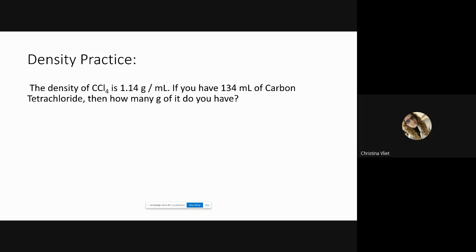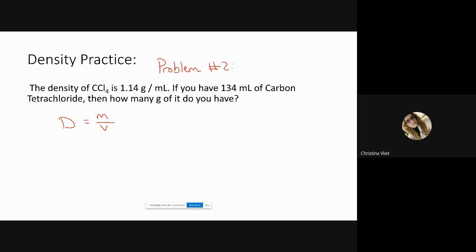All right, density. Practice problem number 2. I wanted to give you each scenario so that you can see how to manipulate the formula. The density of CCl4 is 1.14 g/mL. This time you're provided with the density. If you have 134 milliliters of carbon tetrachloride, how many grams of it do you have? So write your formula. We know this is density because density is mentioned. So D equals M over V again.